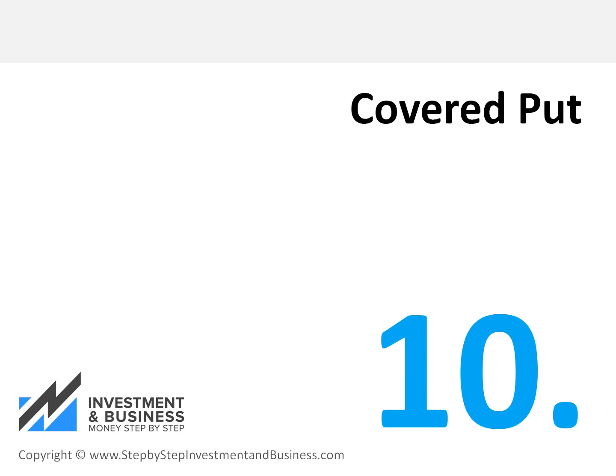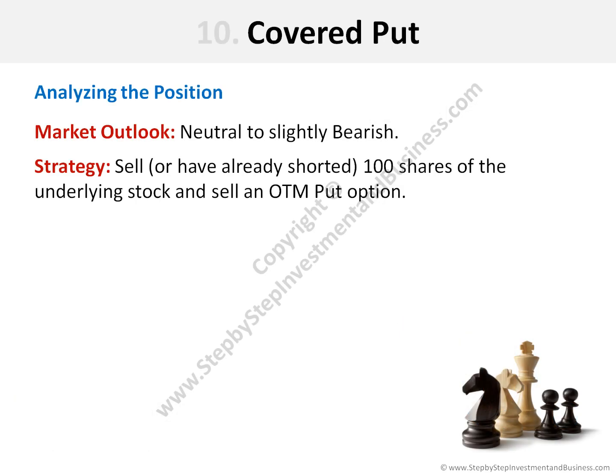We begin with Chapter 10. In this chapter, we will analyze in detail the covered put strategy. The covered put position is used when the market outlook is neutral to slightly bearish. The strategy consists of selling, or having already shorted, 100 shares of the underlying stock and selling an out-of-the-money put option.